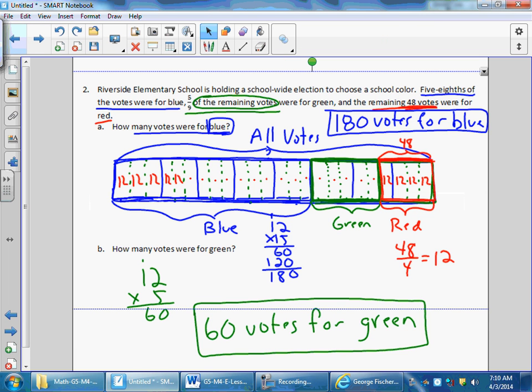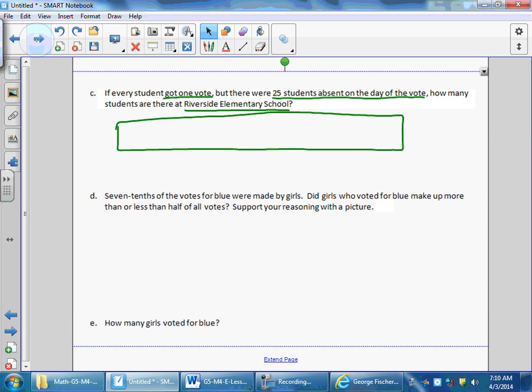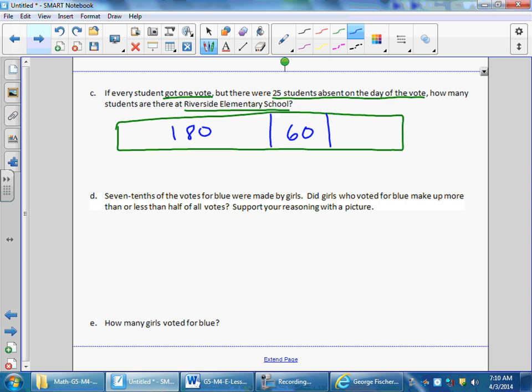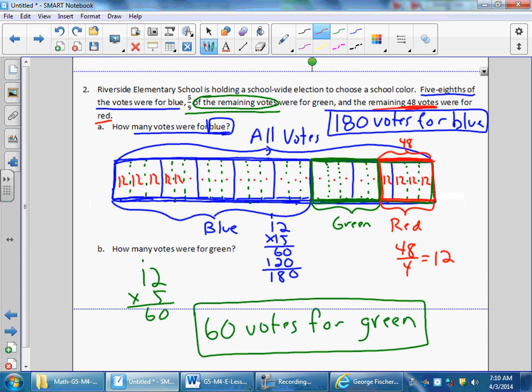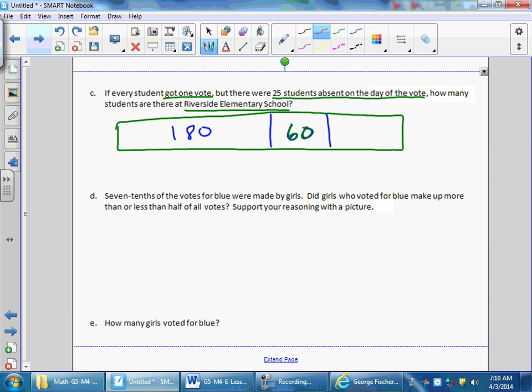I have 180 for blue, 60 for green. And I don't remember red. There were 48 for red. 48 for red.